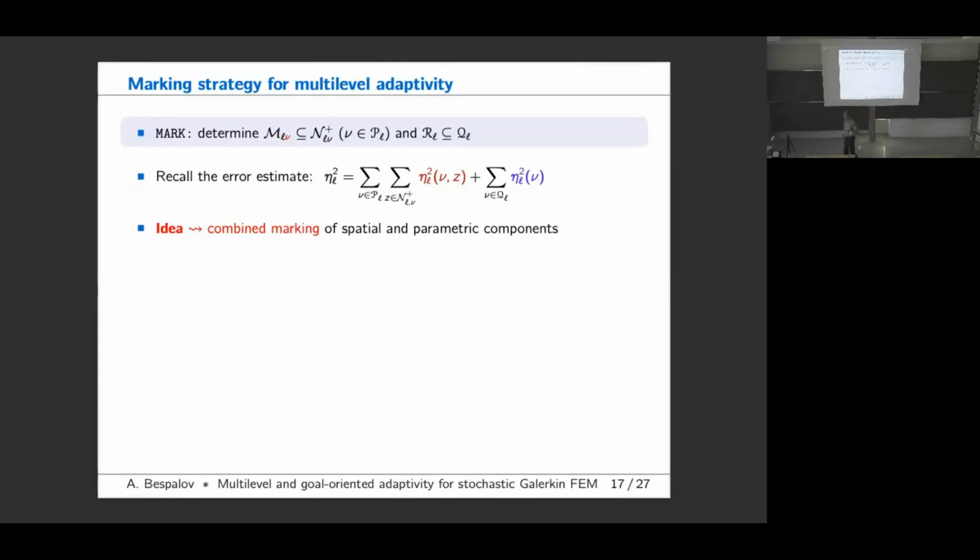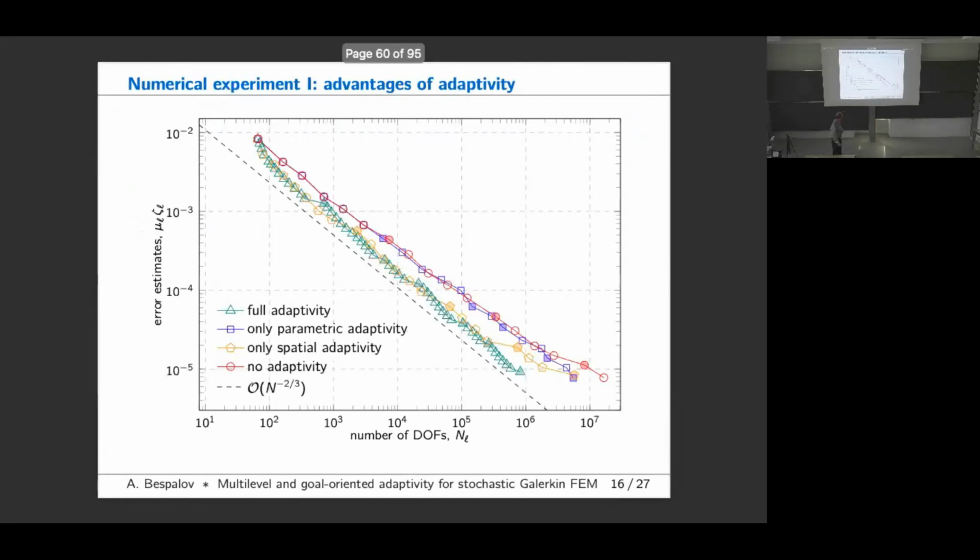Yes. I don't understand your plot, this one. So what do you mean if you do only spatial adaptivity or parametric adaptivity? What solution do you compare with? I mean, I would expect the error to saturate at some point. No, adaptivity, not spatial refinement. So that means there is uniform refinement in space, but it's adaptivity only spatial, but not refinement.